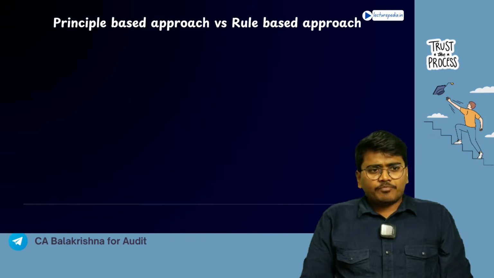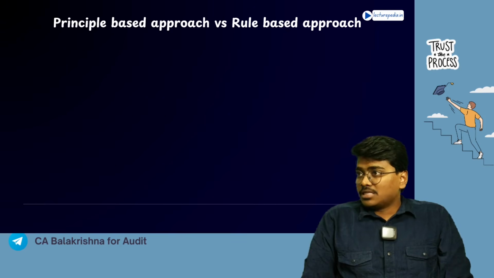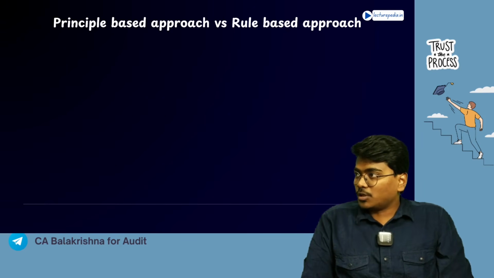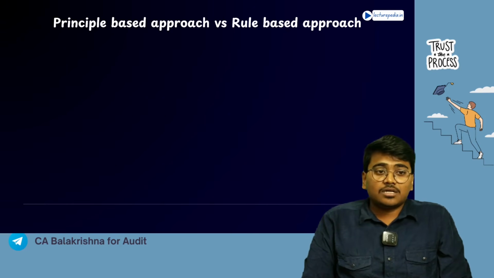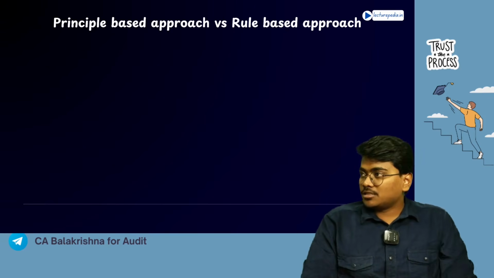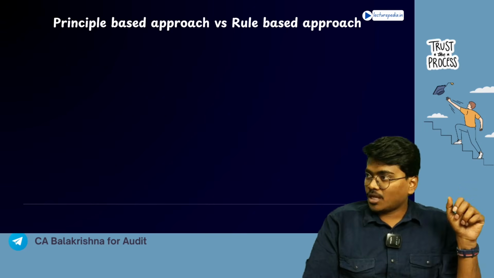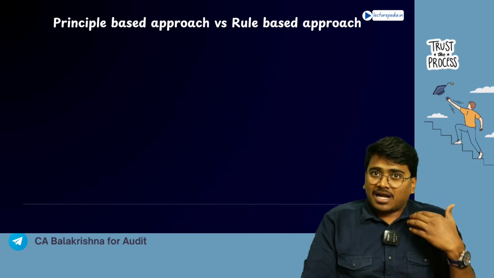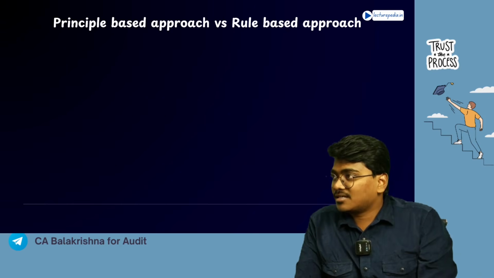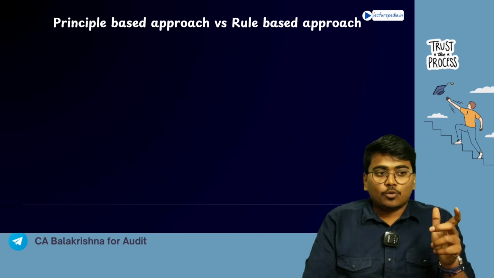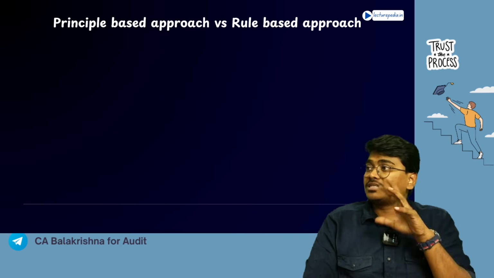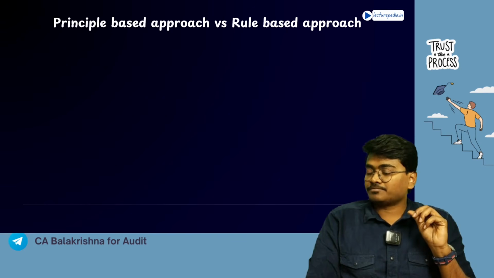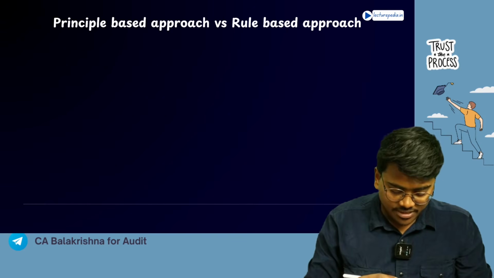Next, for these ethics there are two approaches. We'll call them the principle based approach and the rule based approach. See, it is being said that you have to comply with the ethics. Now, complying with ethics can be done in two ways. One is the principle based approach and another one is the rule based approach. What is the difference between these two? Let's see the difference between these two.